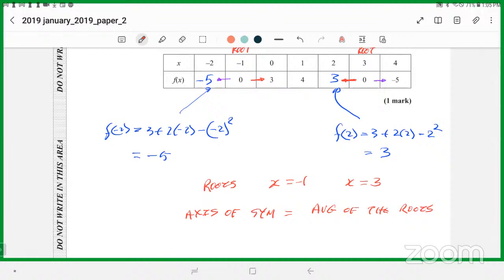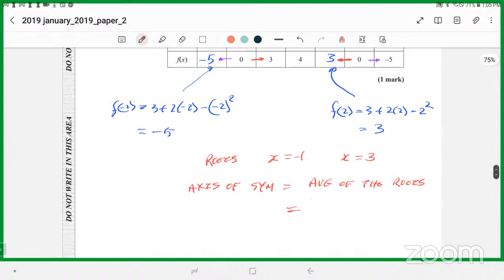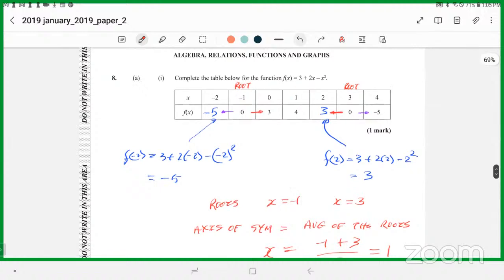The more things you know, the better. All right? And the average of these 2 roots will be -1 plus 3 over 2. That equals 1. Axis of symmetry will become x equals 1. So see here, it's where x equals 1 right here. So it means that right here is my axis on the function.